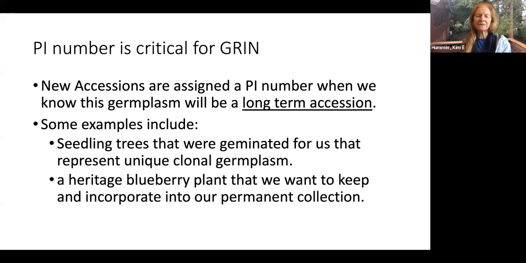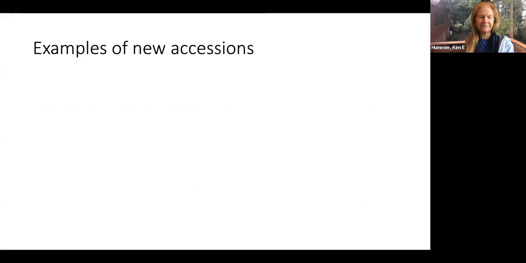New accessions are assigned a PI number when we know this germplasm will be a long-term accession. Some examples include seedling trees that were germinated for us that represent unique clonal germplasm, or it could be a heritage blueberry plant that we want to keep and incorporate into our permanent collection.